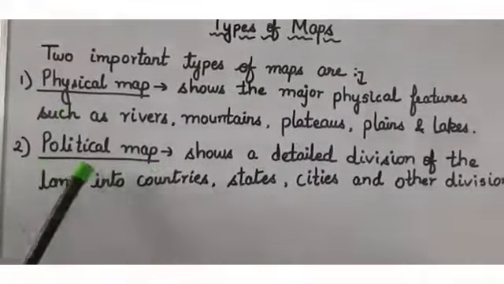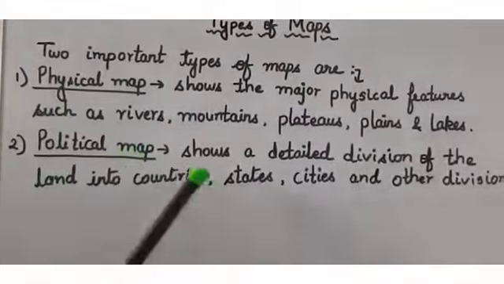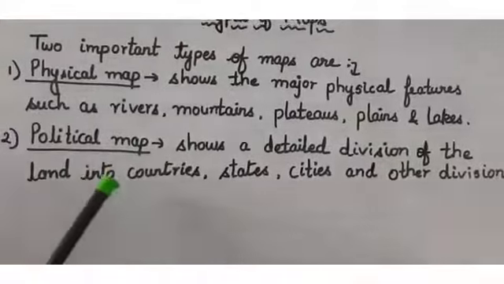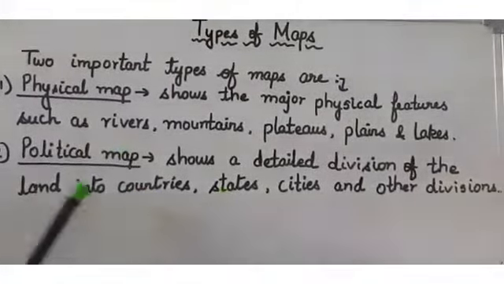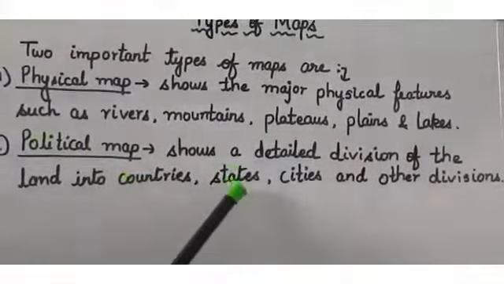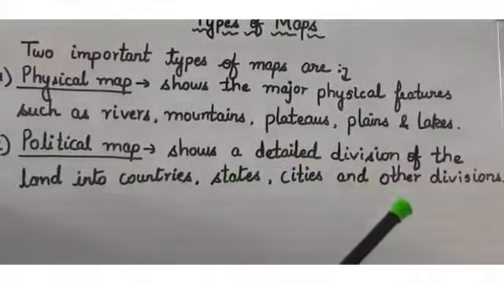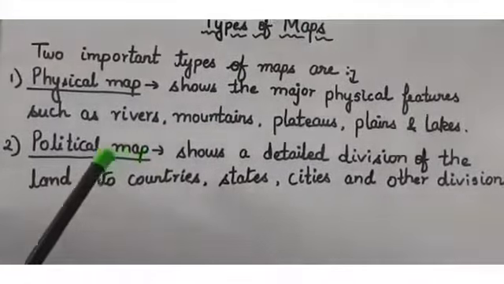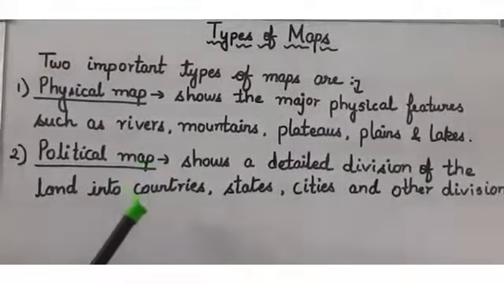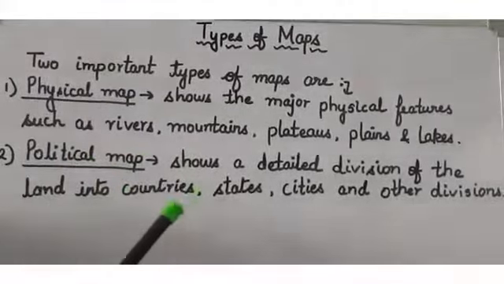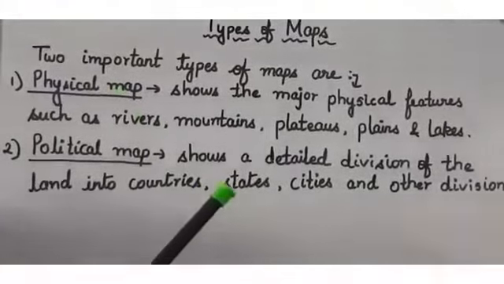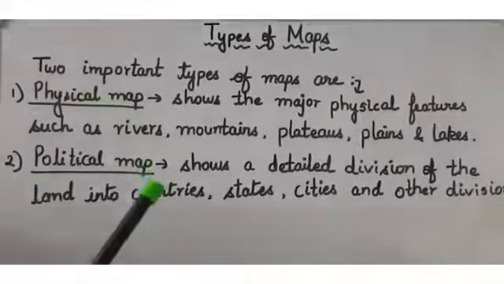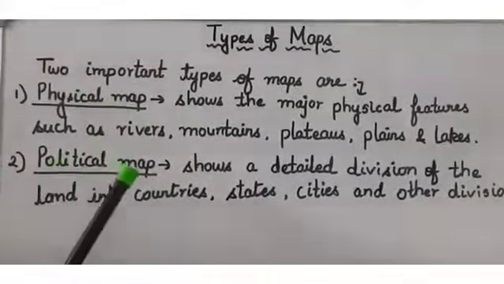Then the second is the political map. Now, what is a political map? It shows a detailed division of the land into countries. It shows us the detailed division of countries, states, cities, and other divisions. Within any country, we can locate a state and its capital, and major rivers, and other important places in the state by using this political map.